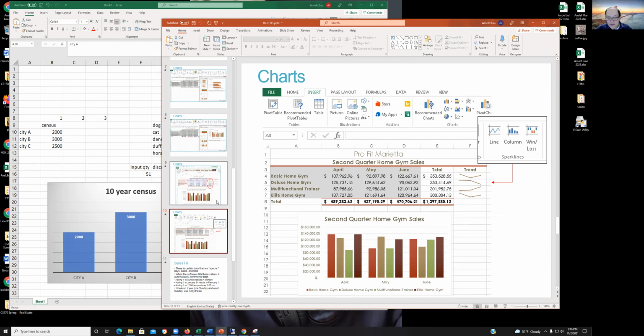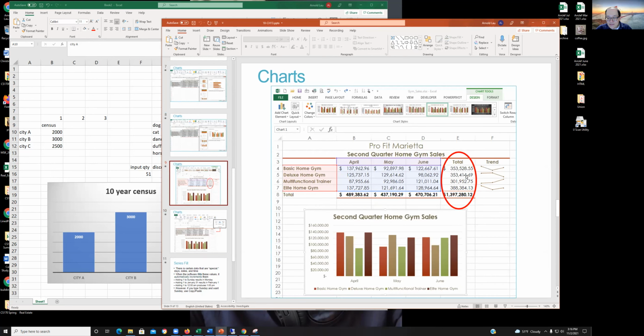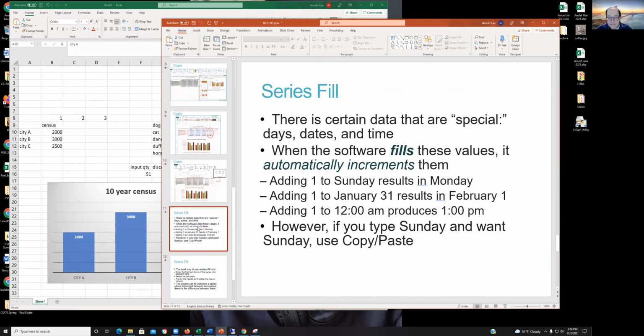Okay, the total here is basically your total across these right here, right? So that would be your sum, and you will put that in here. Okay.